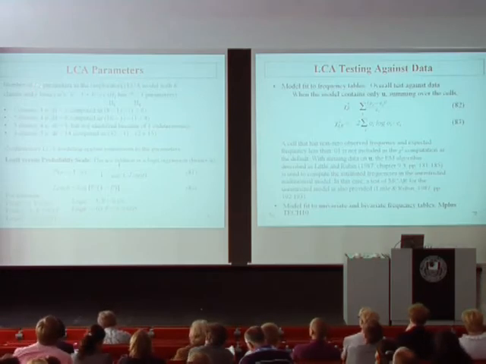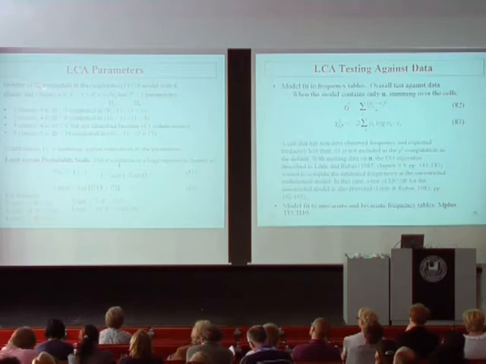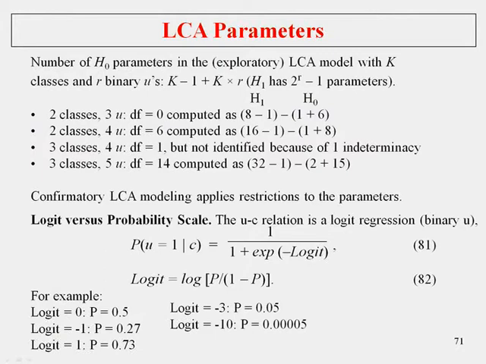So H0 is the hypothesis of our zero model. That is the model that we're interested in. The LCA model is the H0 model. With K classes and R binary U's, how many parameters does it have? Well, K minus 1 structural parameters, because there are K classes, but the probabilities sum to 1, so we subtract 1. And for each class, we have R item probabilities, so we will have K times R.